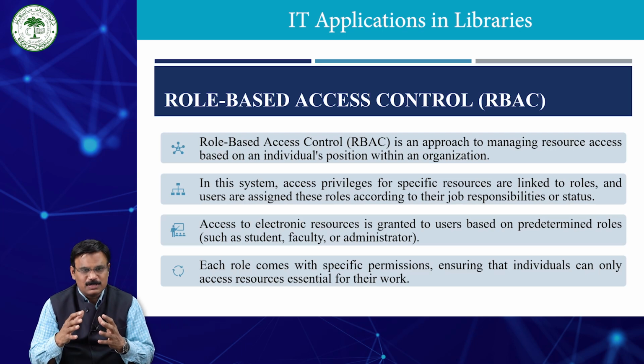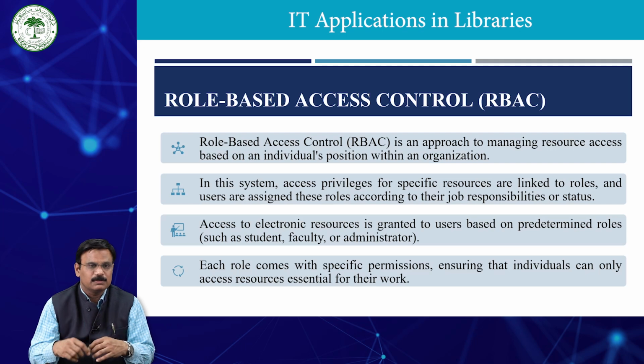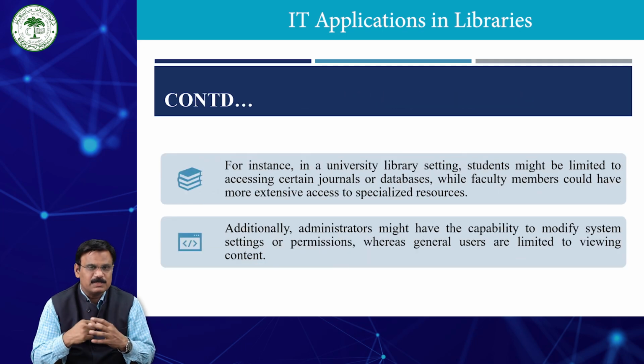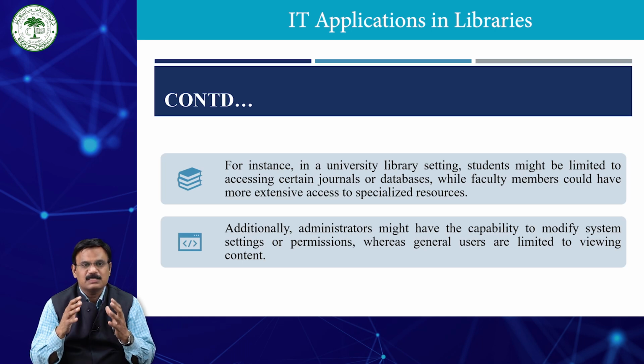Access to electronic resources is granted to users based on predetermined roles such as student, faculty, or administrator. Each role comes with specific permissions, ensuring that individuals can only access the resources essential for their work. For instance, in a university library setting, students might be limited to accessing certain journals or databases, while faculty members could have more extensive access to specialized resources.